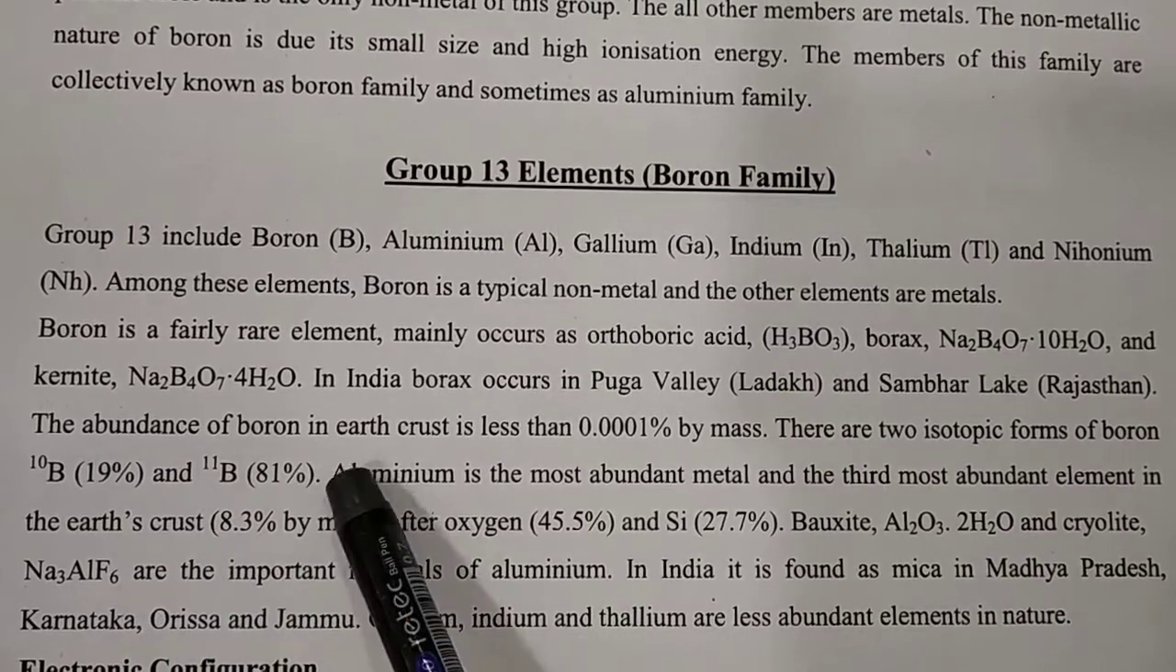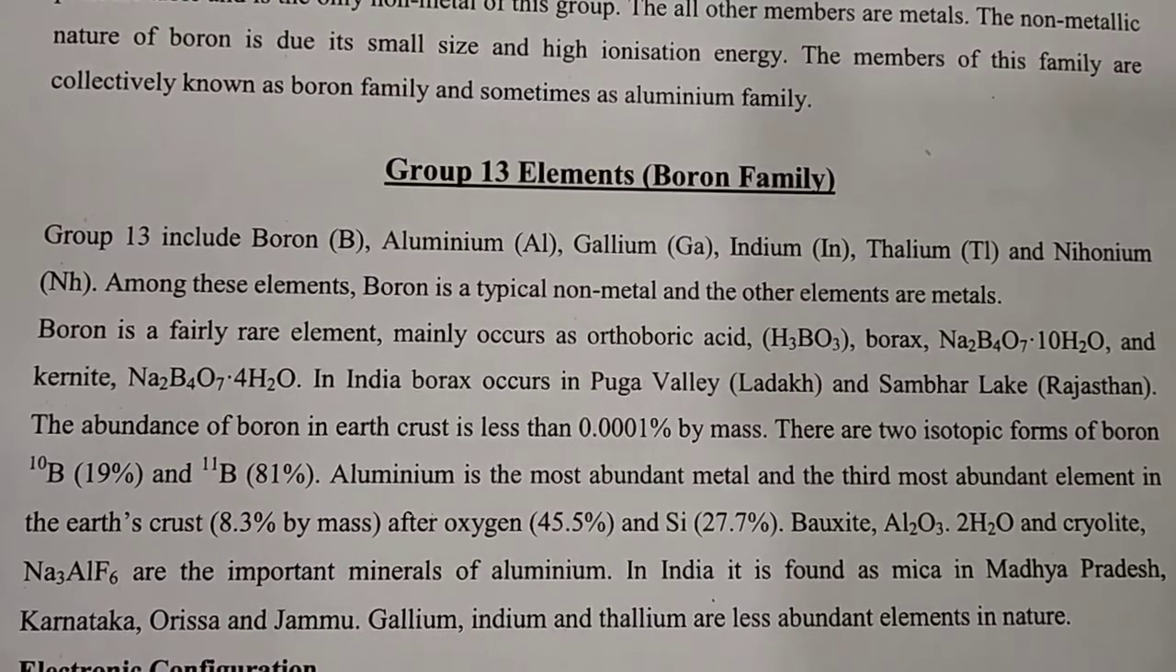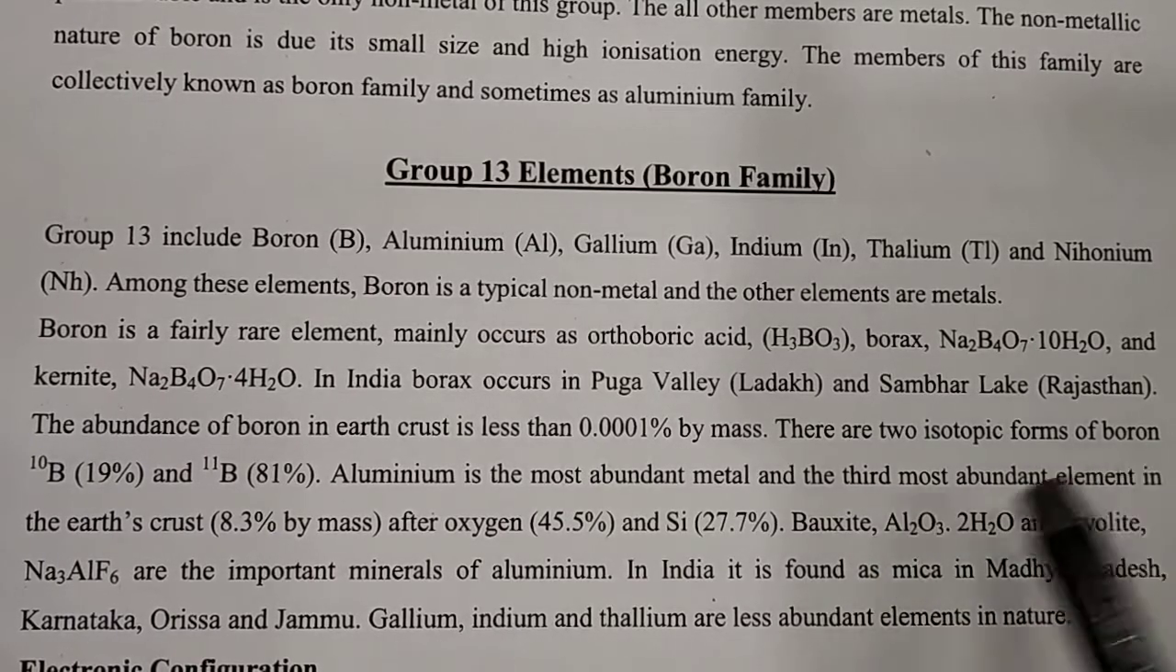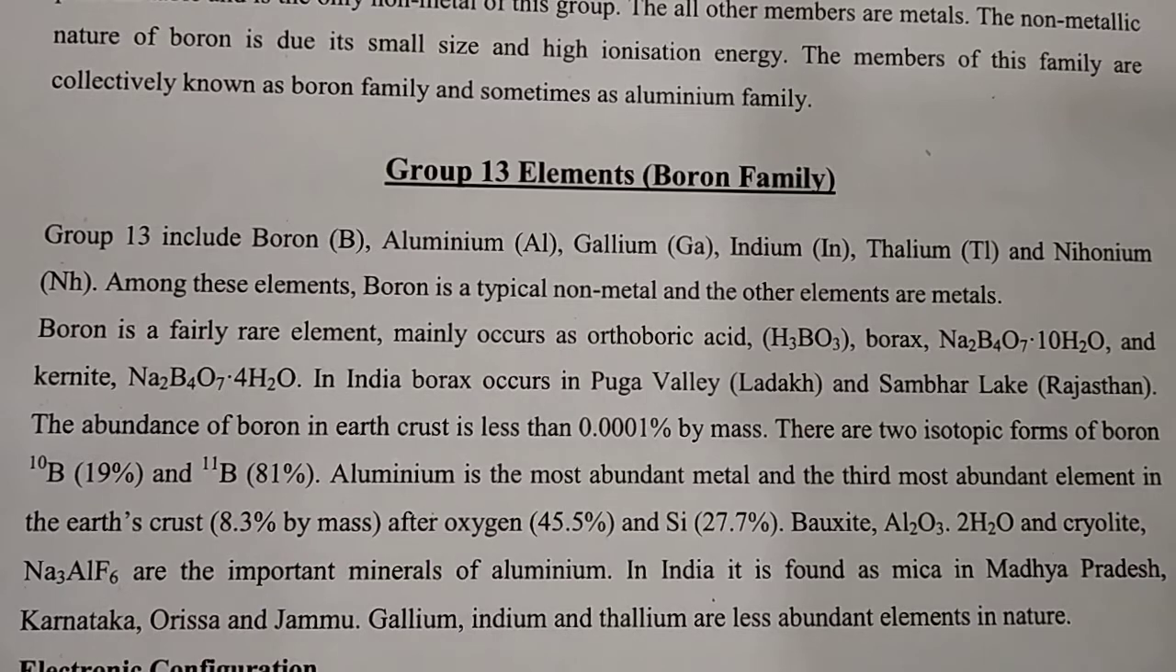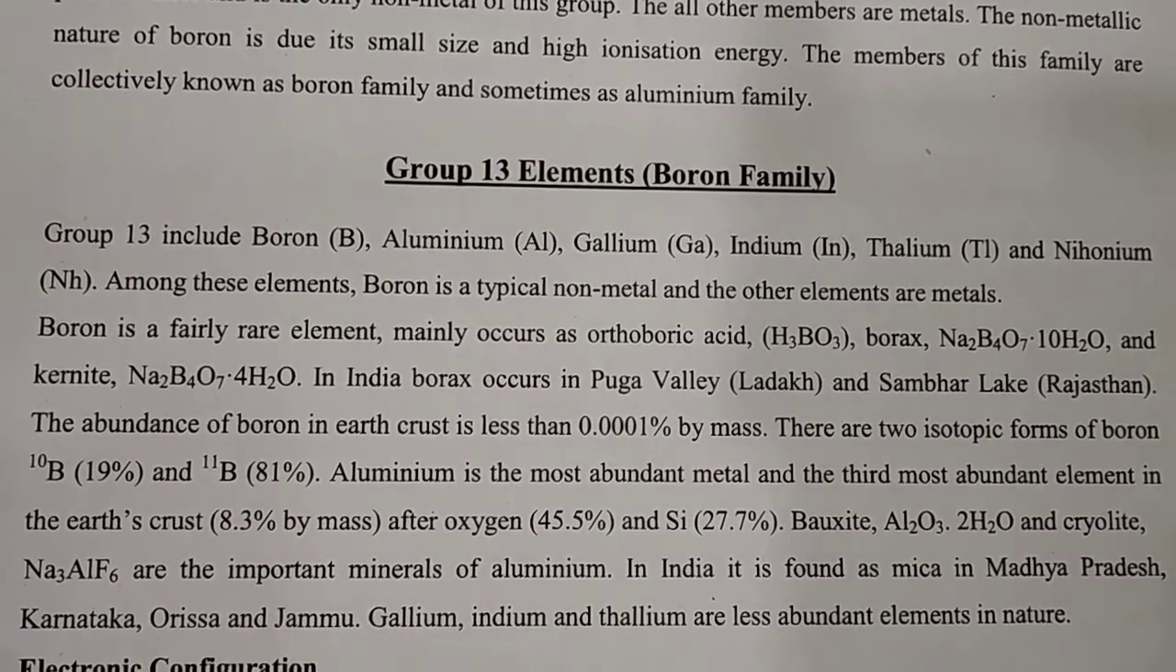The abundance of boron in earth crust is less than 0.0001% by mass. There are two isotopic forms of boron, that is B10 and B11. B10 is available in 19% and B11 is available in 81%. After boron, aluminium is the most abundant metal and the third most abundant element in the earth crust by 8.3% by mass, after oxygen 45.5% and silicon 27.7%.